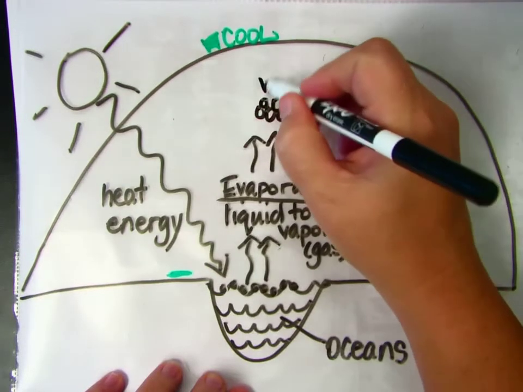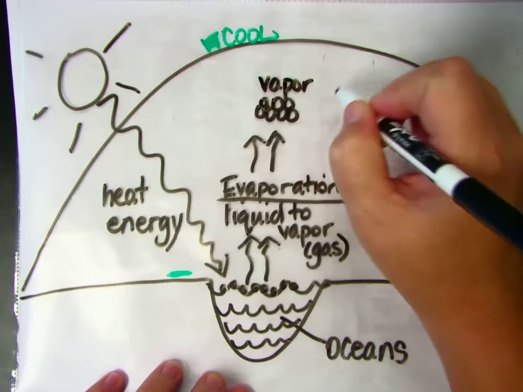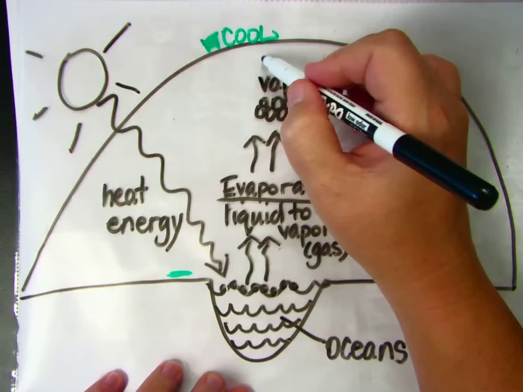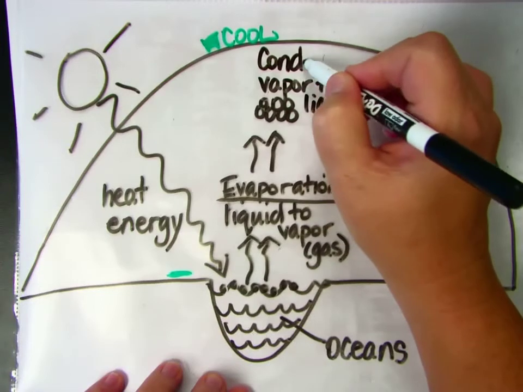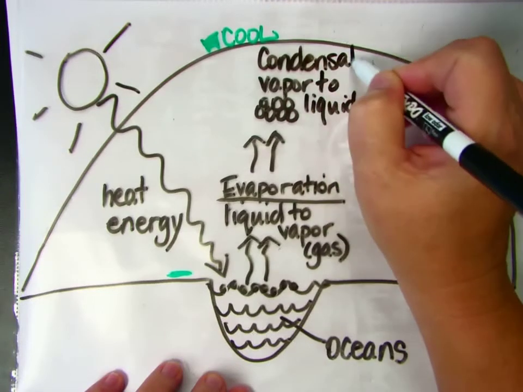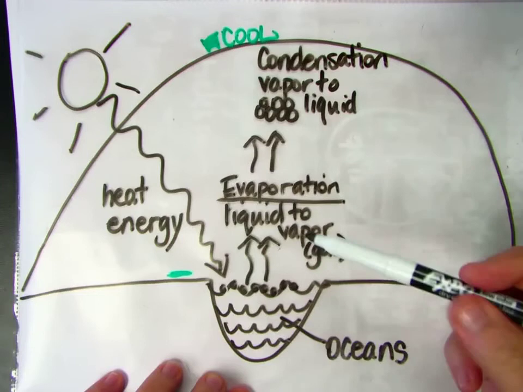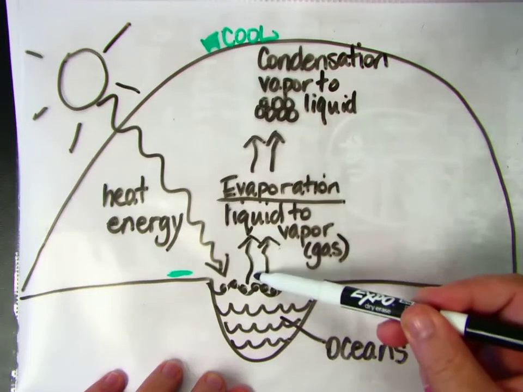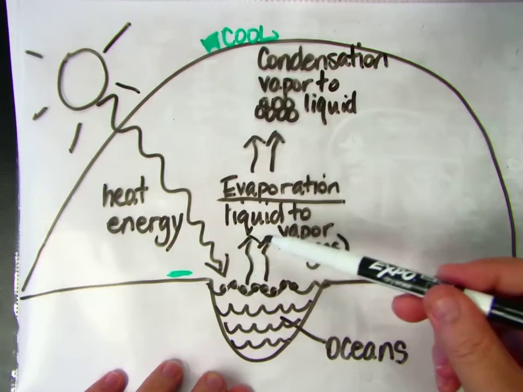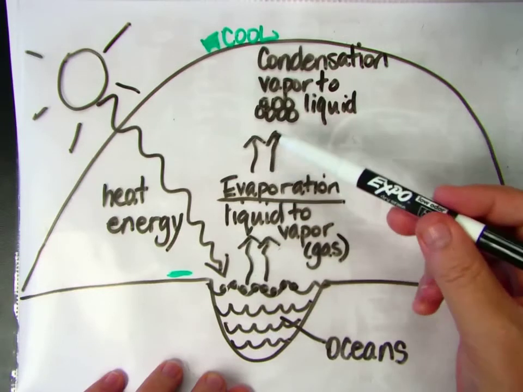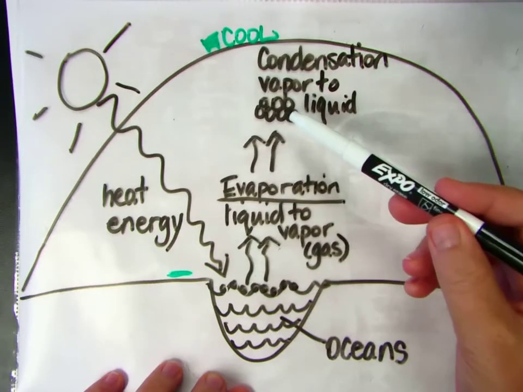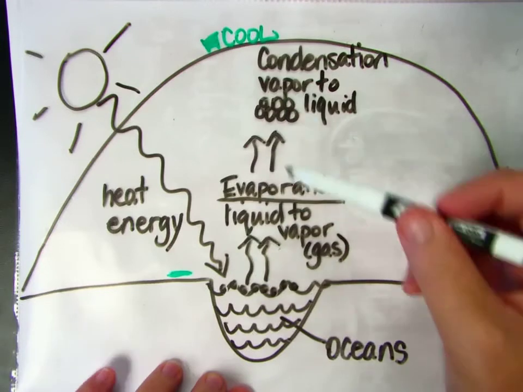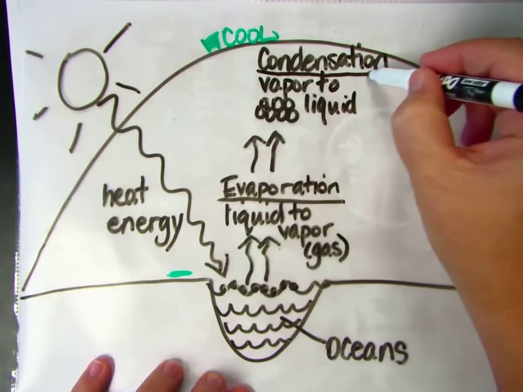And when we change from a vapor back to a liquid, the process is called condensation. So we've had the opposite thing happen. Here we started off with a liquid which got heated up and became a vapor. And now we have a vapor that gets cooled down and becomes a liquid. So evaporation and condensation are opposite processes.